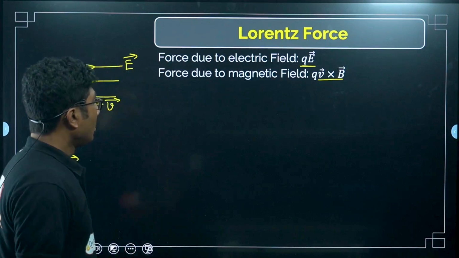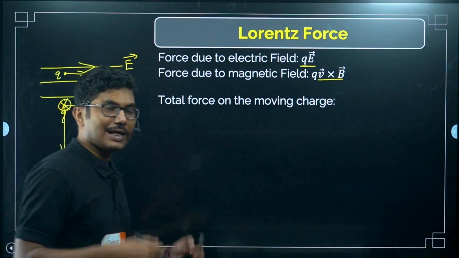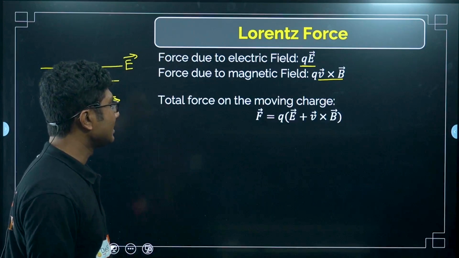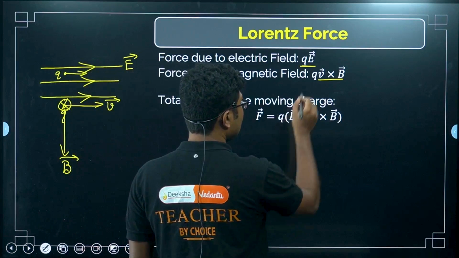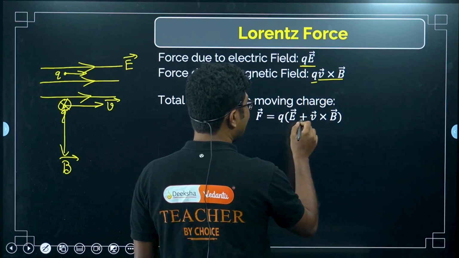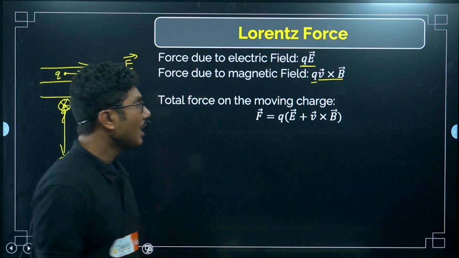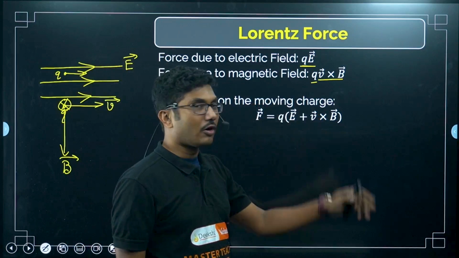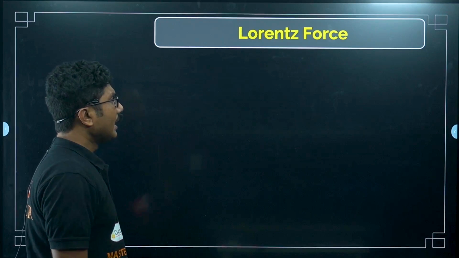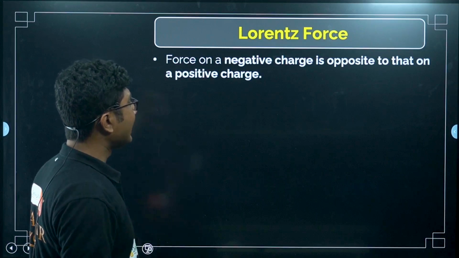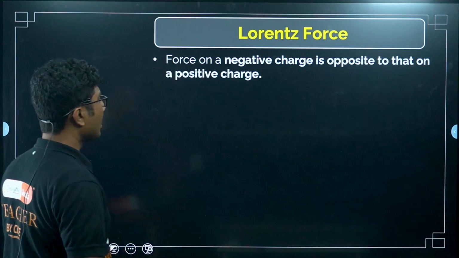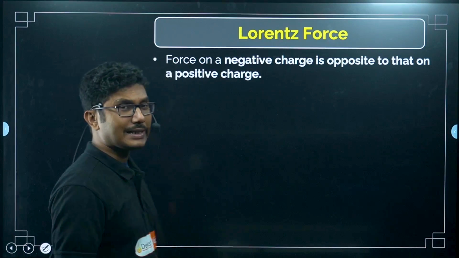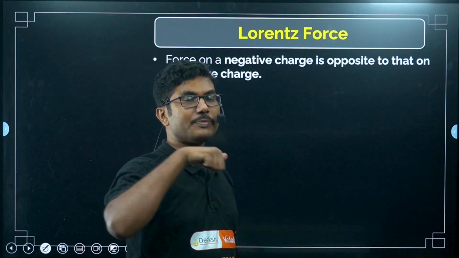Now, when we combine these two forces, there are two different forces acting on the same charged particle. So the net force acting on the charge is given by Q common, if you see, Q is common, E plus V cross B. Now, if the charge is static, what is the force? If the charge is static, basically V is 0, which means it will be only QE. Now, force on a negative charge is opposite to that on a positive charge. As I explained, force on a negative charge is opposite to that of the positive charge. So basically, this right hand rule that I taught you is for a positive charge.